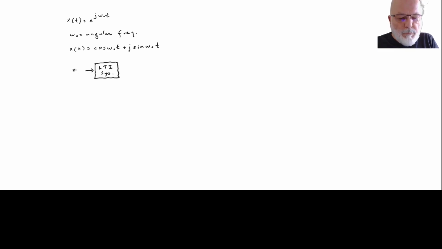Now, what happens if we apply this signal as the input signal of a linear time-invariant system? So we have a linear time-invariant system, and the input of our system is denoted by x of t, the output is denoted by y of t. And also we remember that the linear time-invariant system is characterized by its impulse response. H of t is the impulse response of the system.